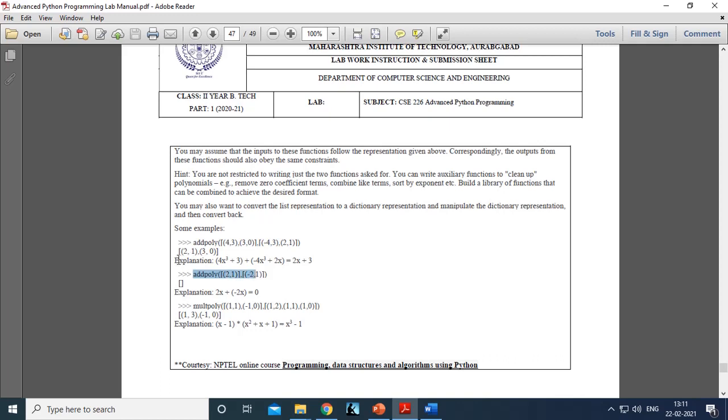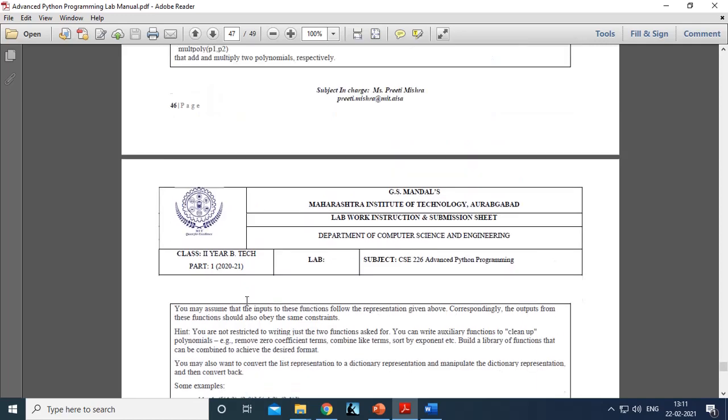So you don't have to pay attention to the explanation, you can understand it, but you have to pay attention to the output. So this is your problem statement.